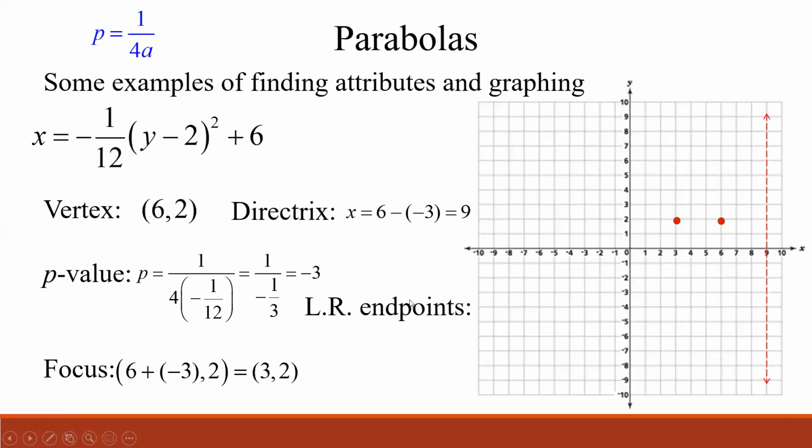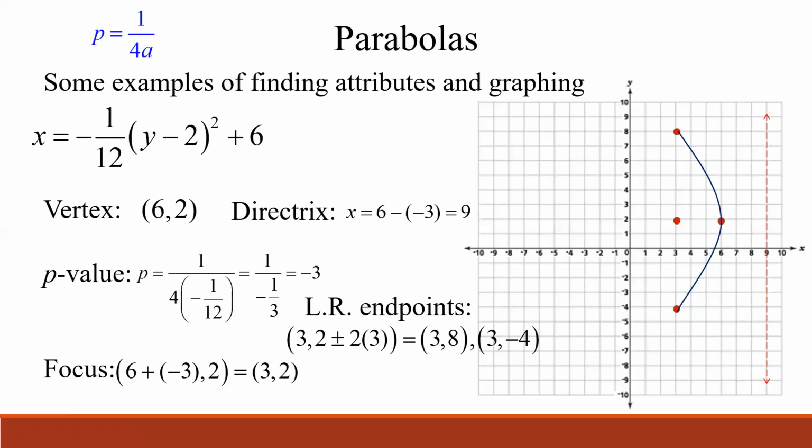And then for the latus rectum endpoints, I go to my focus, this guy right here, that's 3, 2, and I'm going to go up and down 2 times the p-value. So that would be 6, right? So I'm going to go up and down 6, 2 times 3. So I'm going to go up 6 to 8, and then down 6 to -4. Those are my 2 points there. And then I just draw my curve in. Okay? So that's how you graph any parabola. Once you find the vertex and the p-value, it just kind of does itself.